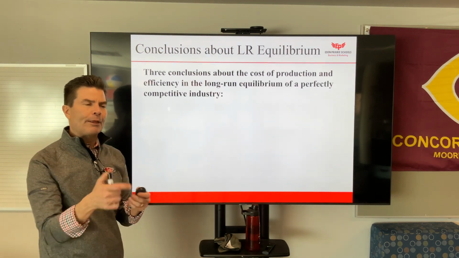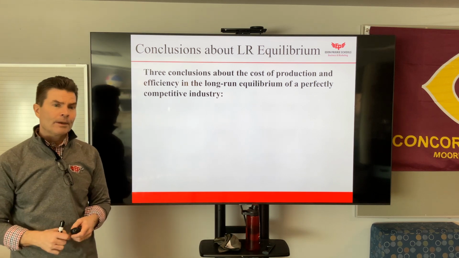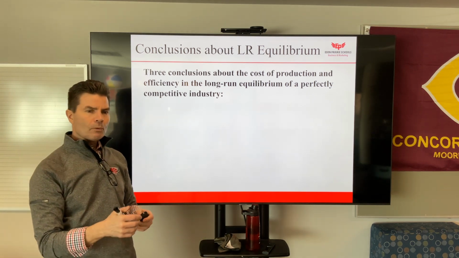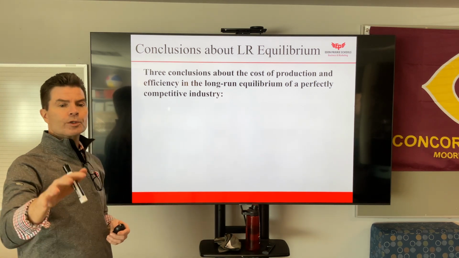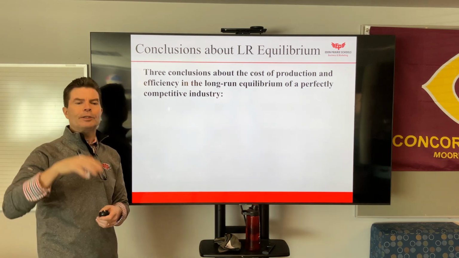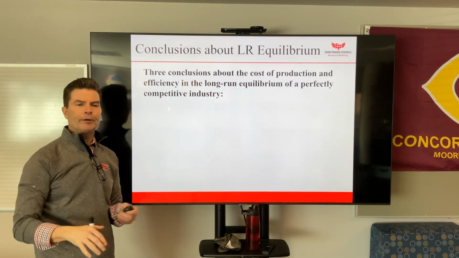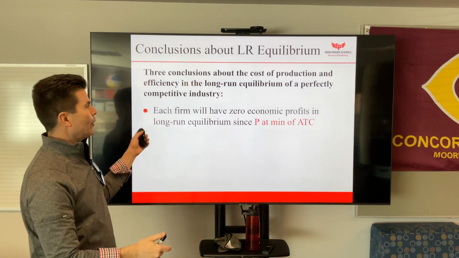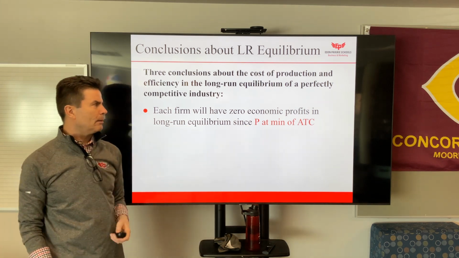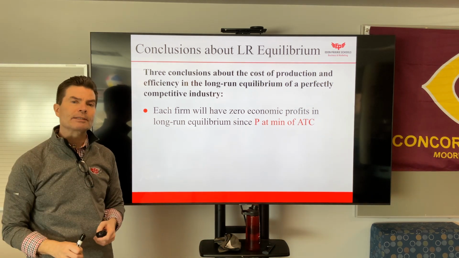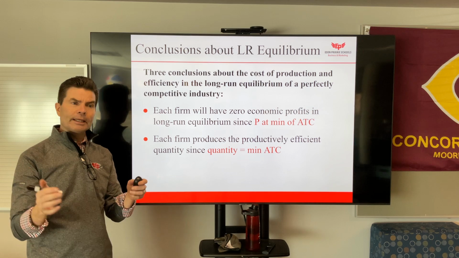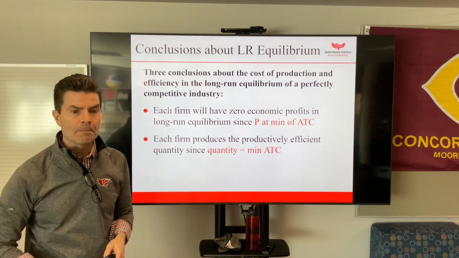And so really, to think about three conclusions about long-run equilibrium, the conclusions about the cost of production and efficiency in the long-run equilibrium of a perfectly competitive industry. First off, the firm's price must be the minimum of the ATC, and they have zero profits. So that's one. Secondly, and again, if I'm going too fast, pause the video.